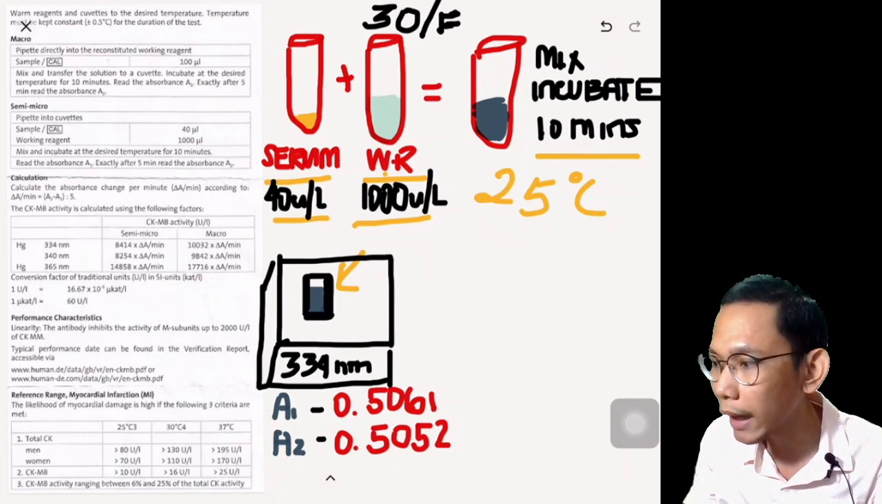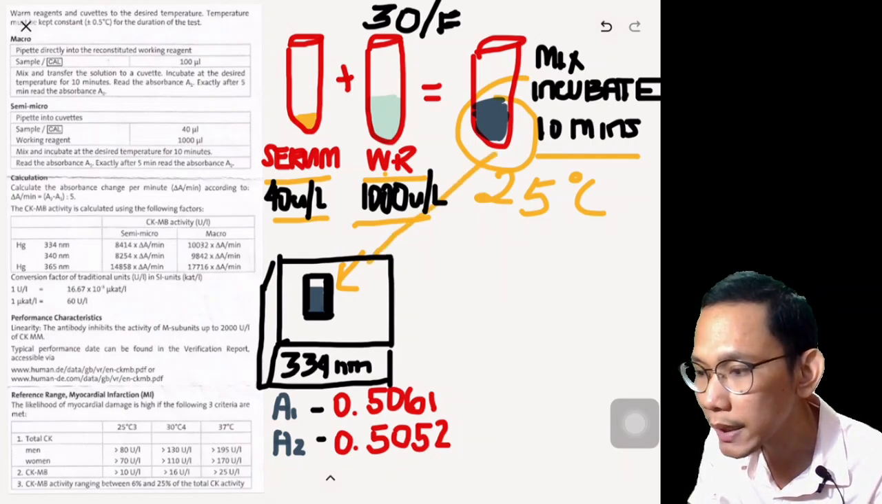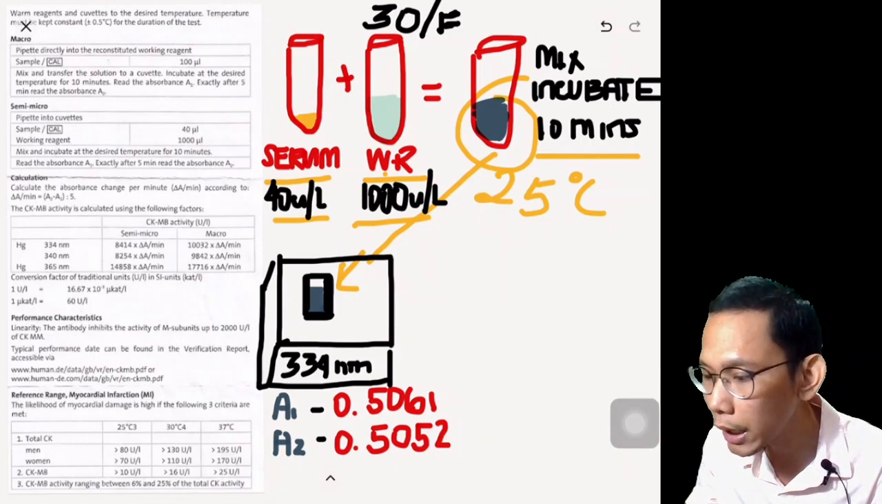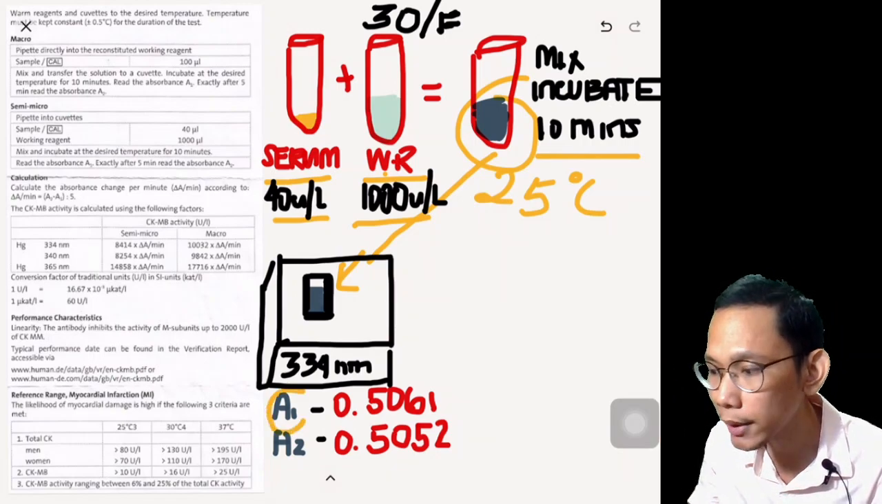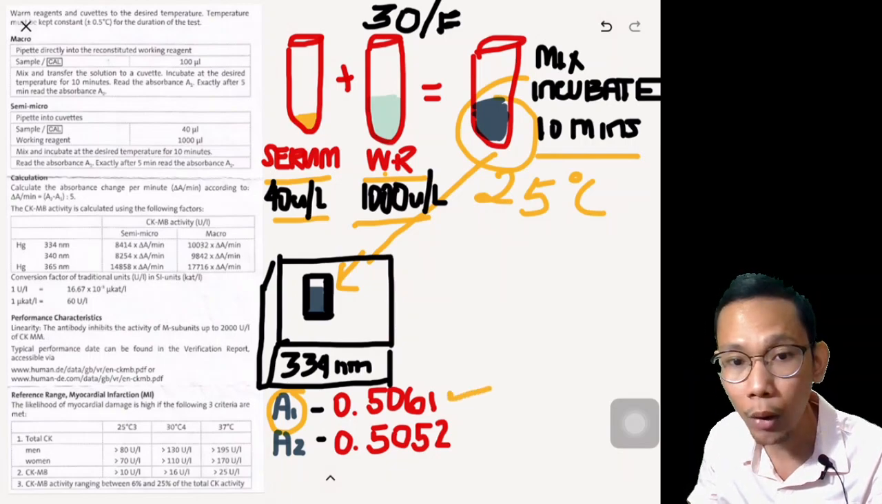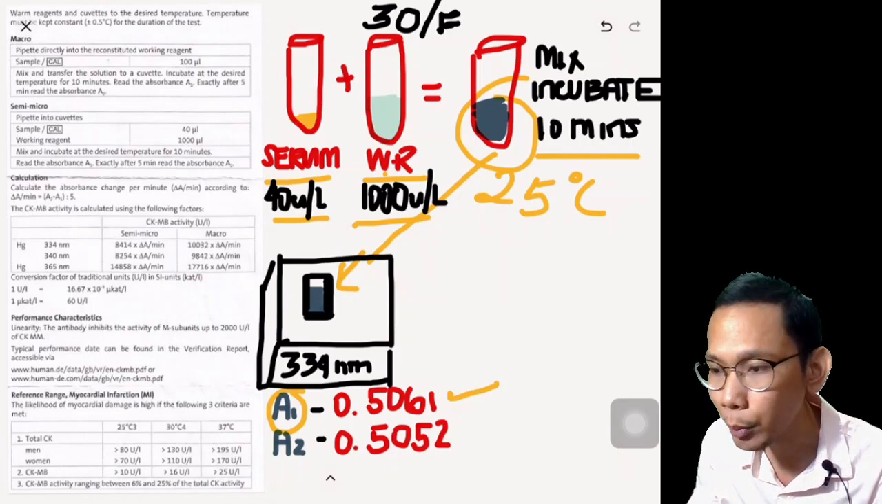Then we take our incubated mixture. All the solution we used here, we put in our cuvette. Then what did it say? Read the absorbance A1. You just press a button on the machine. That's going to be your A1, absorbance 1. The value that came out is 0.5061. This will be our first absorbance after 10 minutes of incubation.